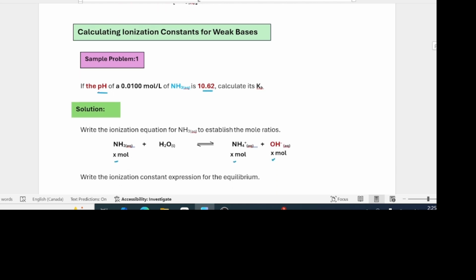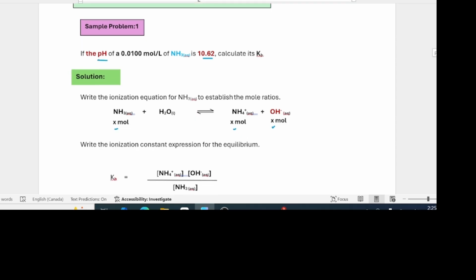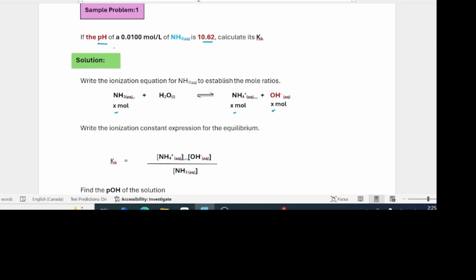Next, we'll try to see how we can calculate the ionization constants for weak bases. We'll use this sample problem here to exemplify how that is done. Two things are provided for us here. You're given the concentration of the base, which is ammonia, and we are given its pH, which is 10.62. And we are asked to calculate the Kb for ammonia. To find the Kb, we need to find the equilibrium concentrations of ammonium ions, hydroxide ions, and ammonia. How do we go about doing that?